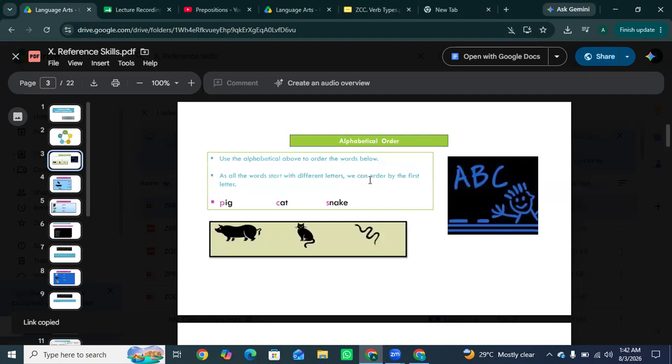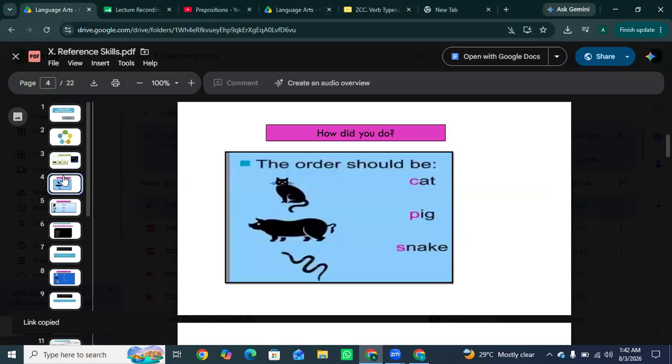For example, pig, cat, and snake. So you look at C, P, and S, the first letter of each word. The solution is C, cat, then comes pig, then comes snake, because C comes before P and P comes before S in the alphabet. So the order should be cat, pig, and snake.